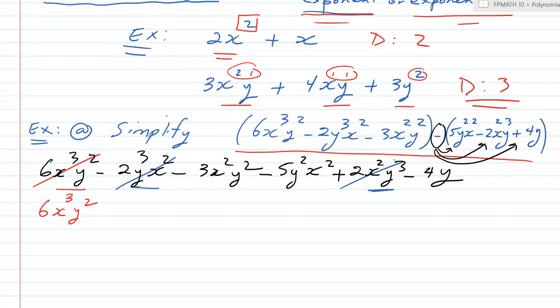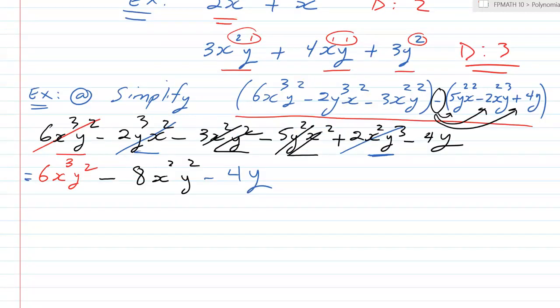All right, and the next piece is x squared y squared. So we've got x squared y squared there. We've got x squared y squared there. So now we have minus 3 minus 5. So that would be minus 8x squared y squared. And that is done. Okay, and then the last piece that we have left is minus 4y. There is nothing else we can add or subtract. There are no like terms, and you let it be. That's the final answer.